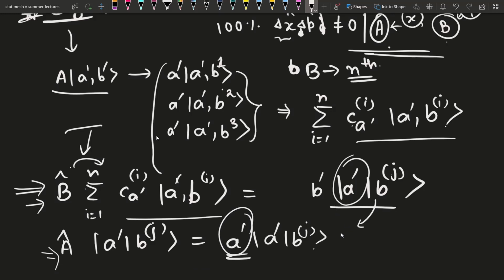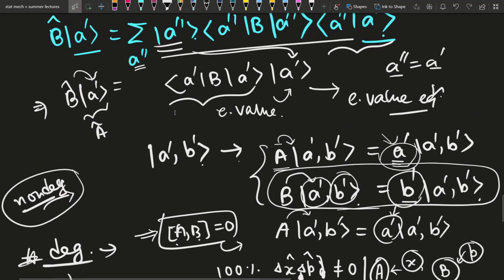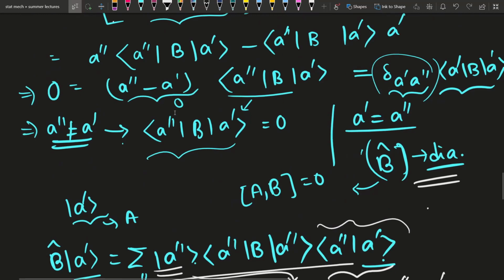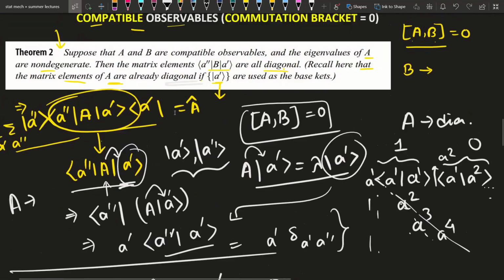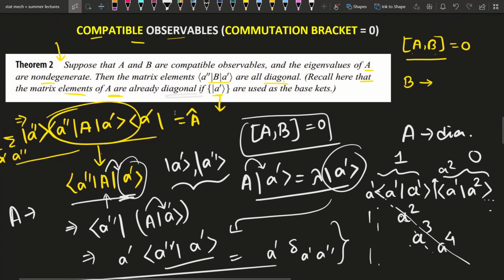So this is the concept of the degenerate case, and this was the concept of the non-degenerate case. This is all that is meant by compatible observables, and this theorem is also proved, I think. So all the doubts concerning compatible observables should be cleared, and in the upcoming videos I will also discuss some basic and very important core concepts of quantum mechanics.